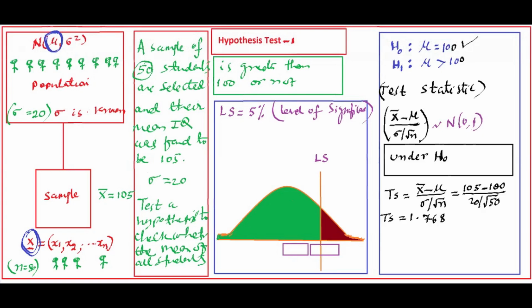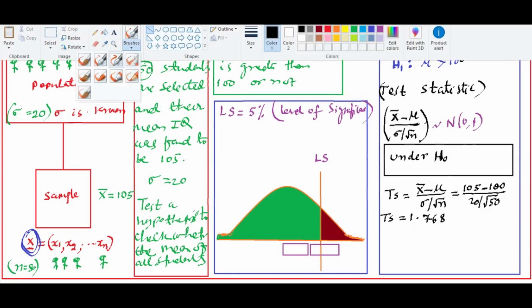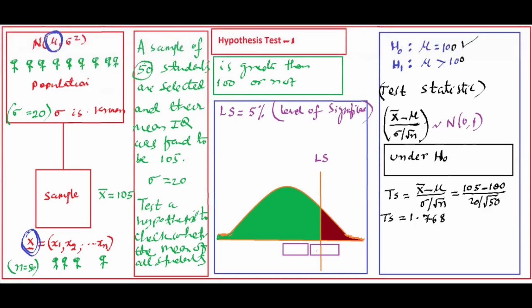So check where is your TS. TS is 1.768, right? And what is LS? 5%. See from the table, standard normal. 5% from right hand side. If you see, it should be 1 point. Remember, 1.96 or 1.6449.